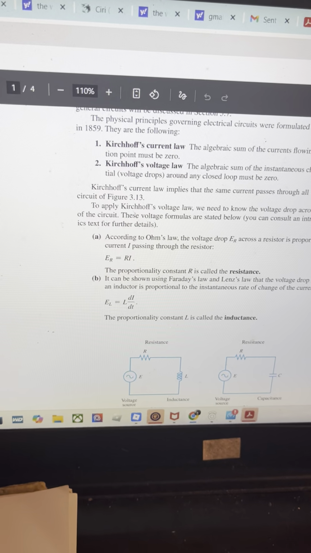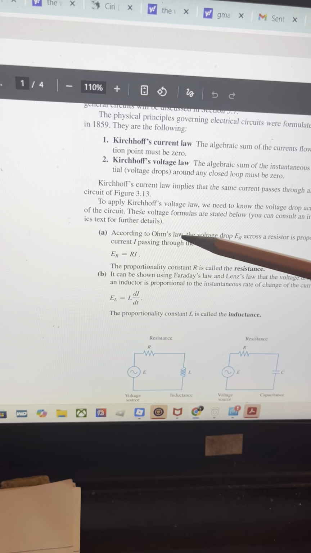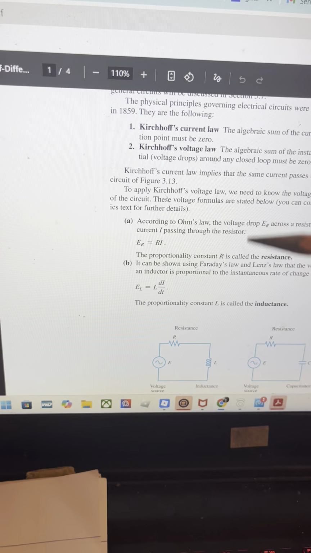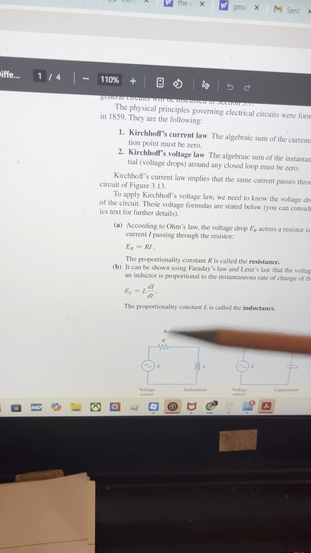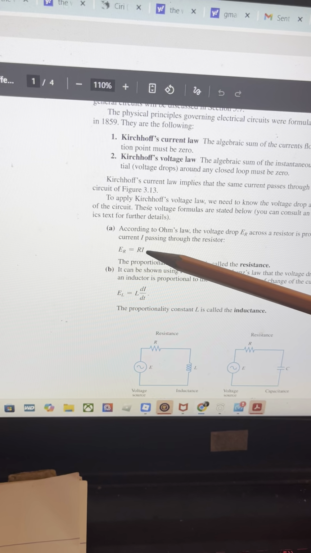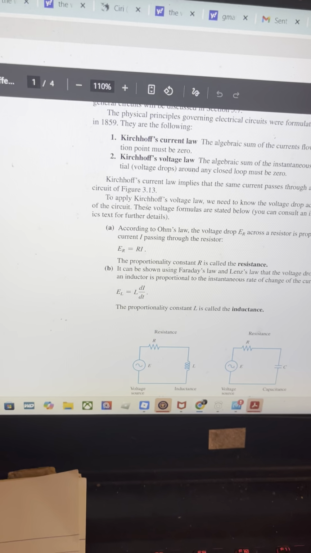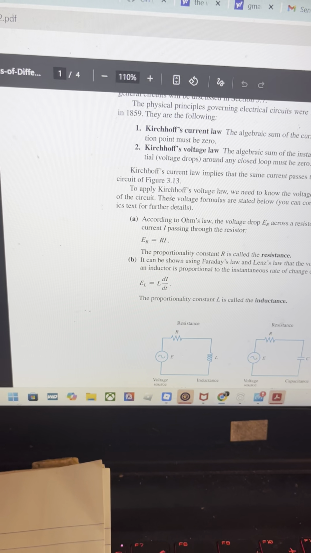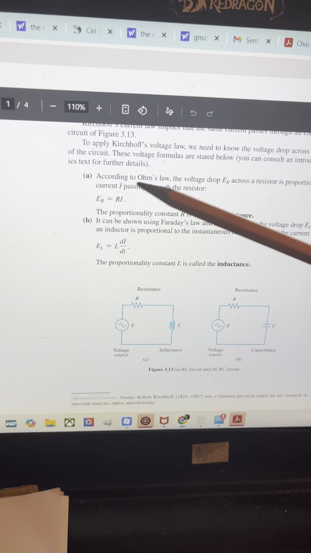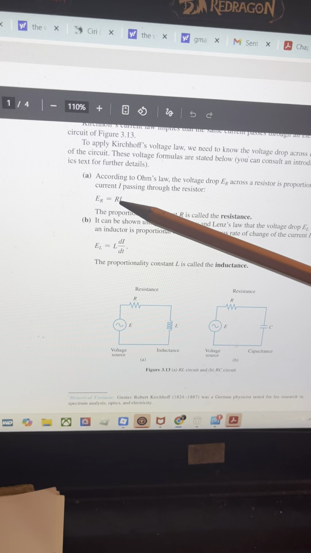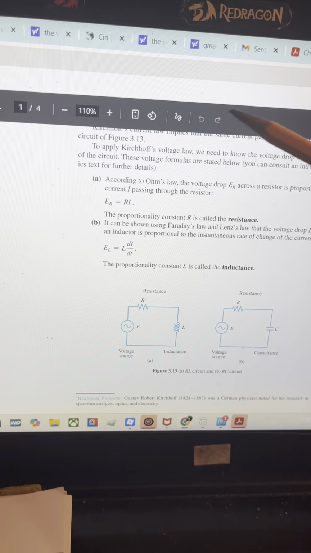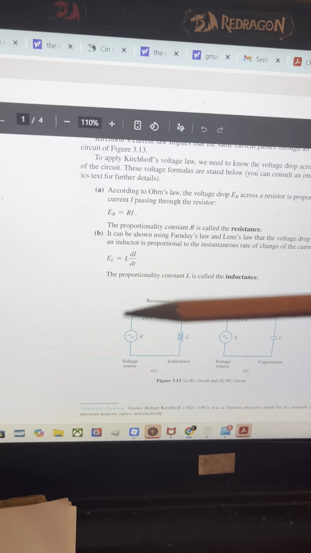According to Ohm's law, we have the voltage drop in a circuit as the electricity or power source goes through a circuit. There is R, which is the resistance, and I is the current, which is how much power is going through the whole circuit. We can write this as E_R, the voltage drop, equals resistance times I, which is R times I.